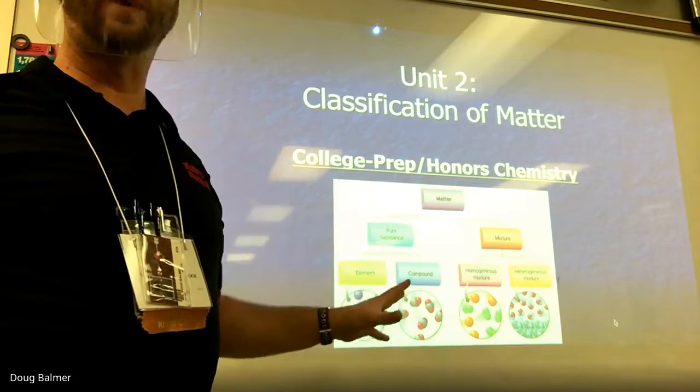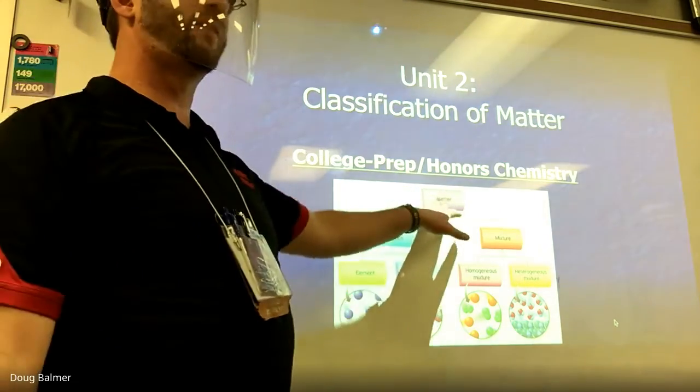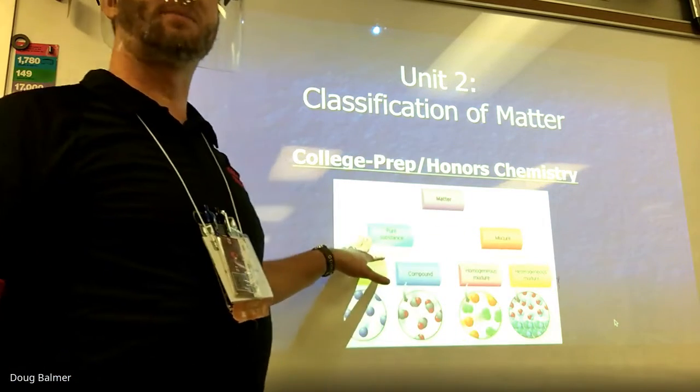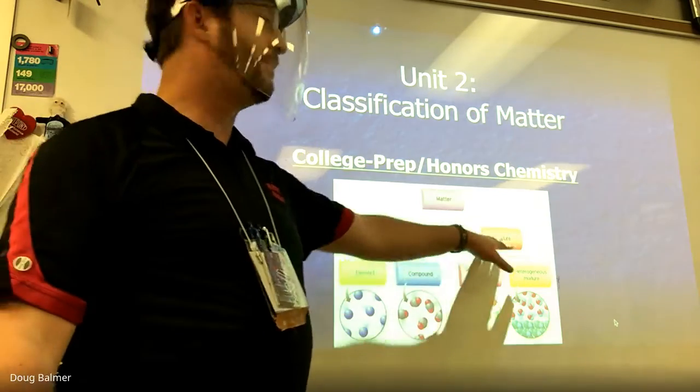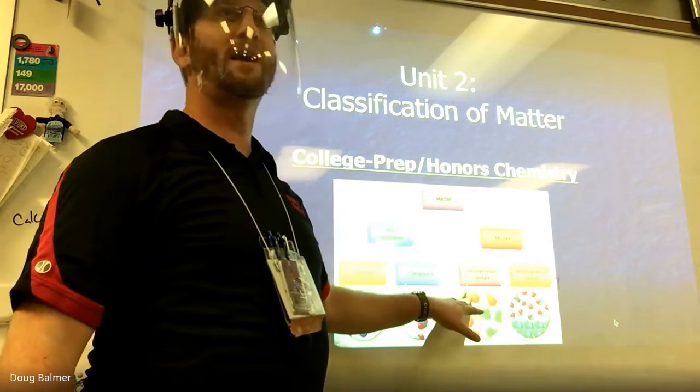So you have a word bank, you have all the material world. You can classify it based on pure substances or mixtures, just like we did. Pure substances can be subdivided into elements and compounds. And mixtures, yesterday we said, could be heterogeneous or homogeneous.